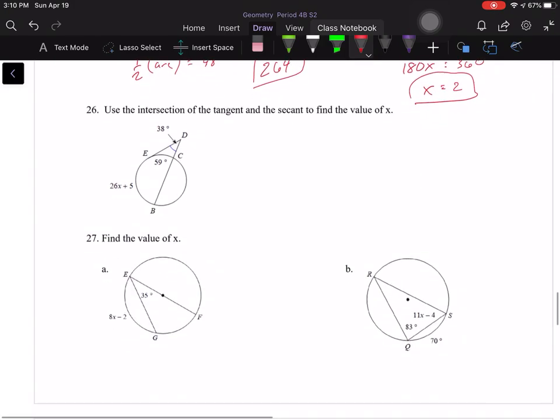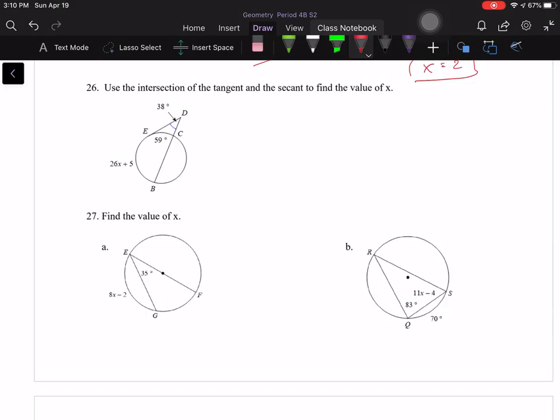Okay, 26. Use the intersection of the tangent and the secant to find the value of x. So again, same thing. If I take the arc minus the arc, so half of 26x plus 5 minus 59 has to equal the angle measure. So this time I'm going to take that 1/2 and I'm actually going to multiply it. So 26x plus 5 minus 59 has to equal 76.